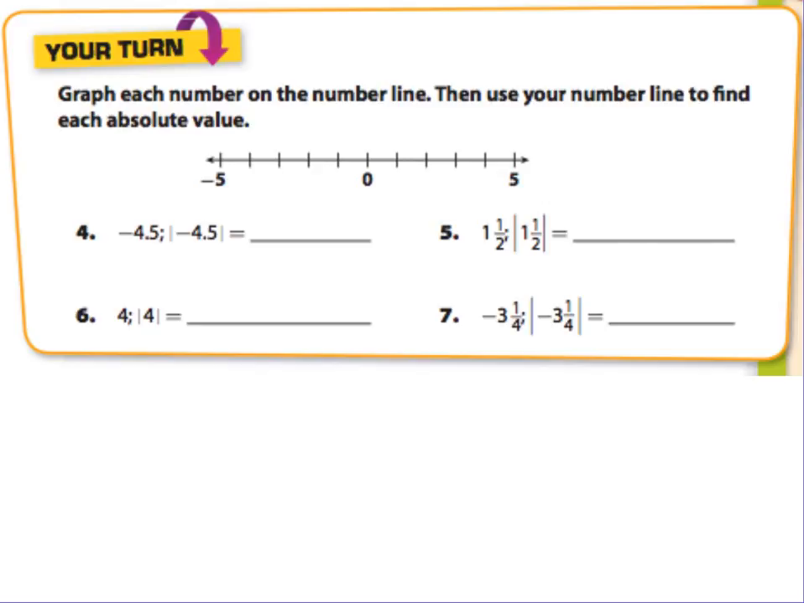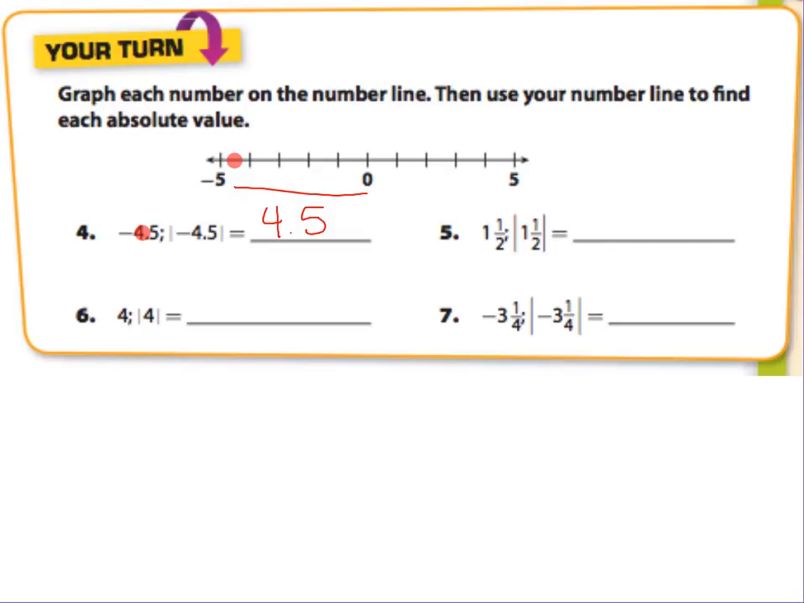All right, so we're going to graph each number on the number line, then use the number line to find each absolute value. All right, so -4.5, and here I'm going to do these in different colors. So -4.5 I'm going to do in red. Now here I have -5, so that means this right here is -4. So -4.5 is going to be halfway between -4 and -5. And then I know that my absolute value of -4.5, so from 0 to here, is 4.5 spaces. I don't care that it's to the left, I just care how far it is.